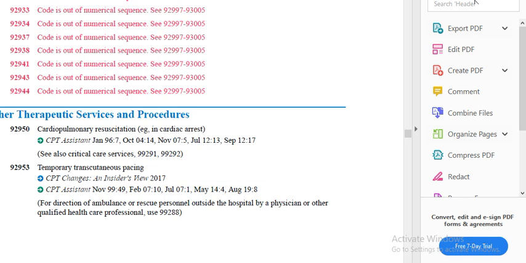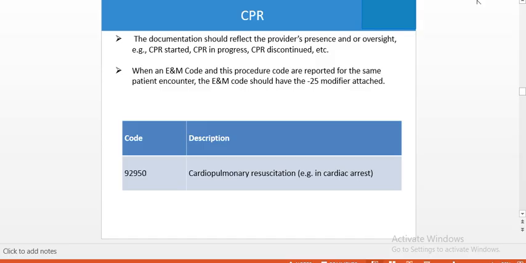So we need to check, see also critical care services 99291 and 99292 for other services. Like smoking cessation, here also we need to use the 25 modifier. So to consider CPR, the documentation should reflect the provider's presence and/or oversight. Oversight means sub-process of CPR like CPR started, CPR in progress, CPR discontinued. So the provider must be in oversight whenever we perform CPR. The provider must stay at the CPR location to code the 25 modifier.